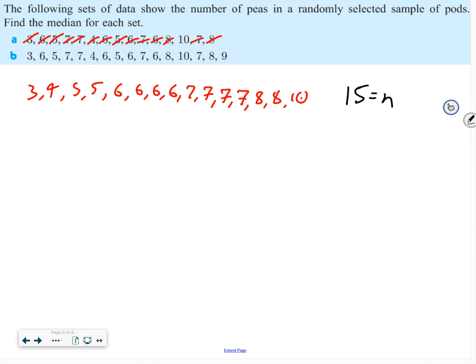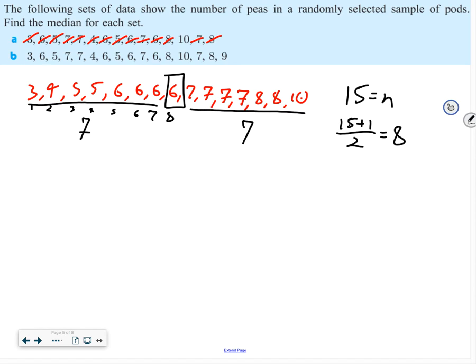Because it's odd, I know if I do 15 plus 1 divided by 2, that's 16 divided by 2, that's 8. So my 8th term, if I count this over, 1, 2, 3, 4, 5, 6, 7, 8th, this term is the one in the middle. I have 7 terms here, and I have 7 terms here. So 6 is equal to the median. Okay, this is part A.